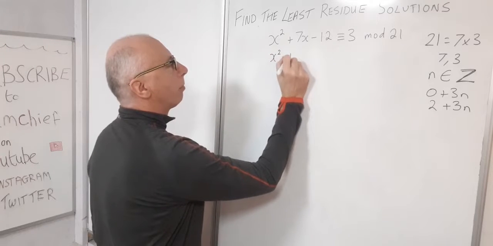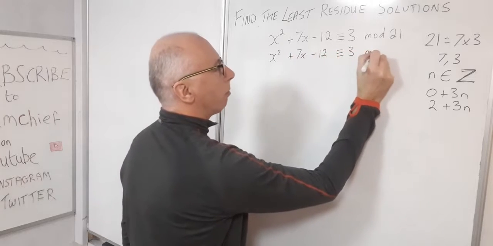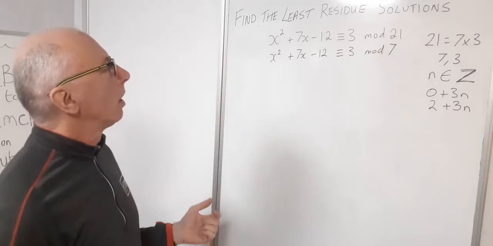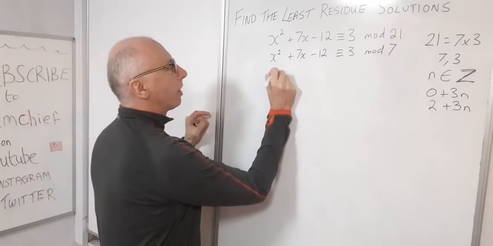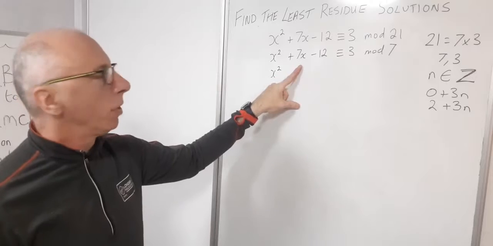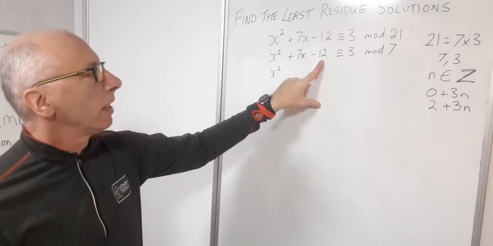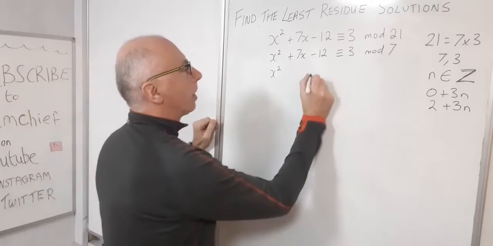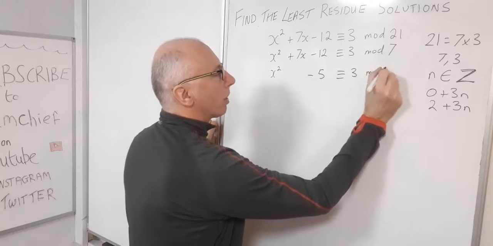So x squared plus 7x minus 12 is congruent with 3 modulus 7. Let's build on this. Okay, well, x squared can stay modulus 7. Now the 7x is also congruent to 0 modulus 7 because of this coefficient. So this term can disappear. Now this minus 12, we can bring this down to minus 5. And then that is congruent with 3 modulo 7.